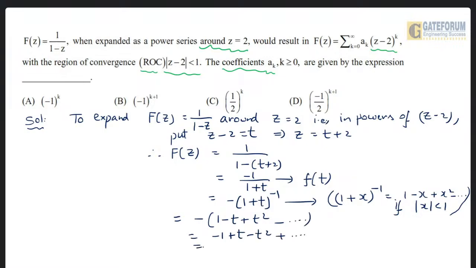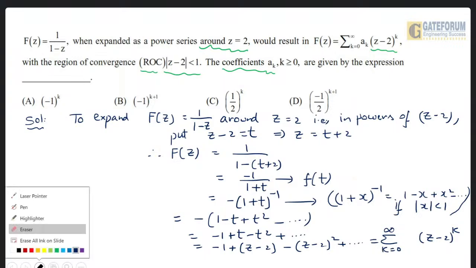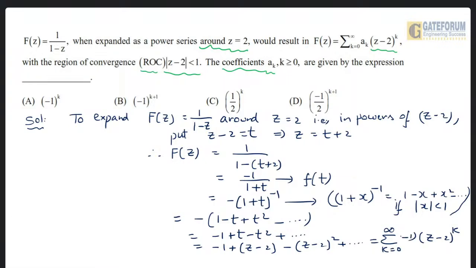Now t can be replaced by z minus 2: minus 1 plus of z minus 2 minus of z minus 2 whole square plus so on. All these terms I can write as summation k is equal to 0 to infinity ak into z minus 2 whole power k. So what is ak? Minus 1 whole power k minus 1. So in place of ak, I can write directly alternating symbols. Minus plus can be written as minus 1 whole power k. If you put k equal to 0, the first term's sign is plus, but it is already minus, so k minus 1.